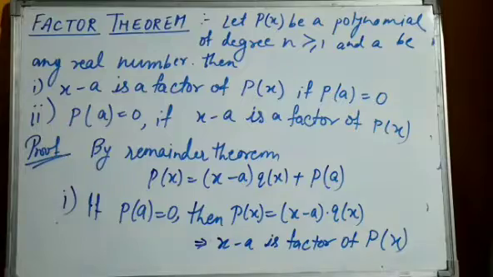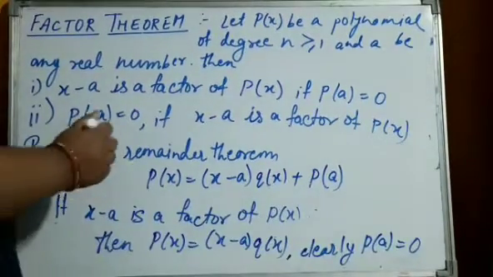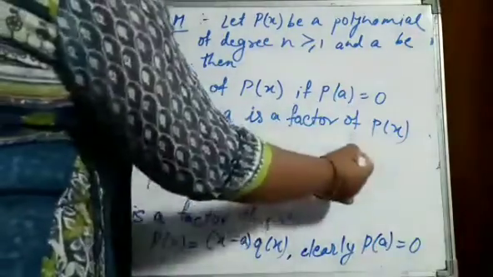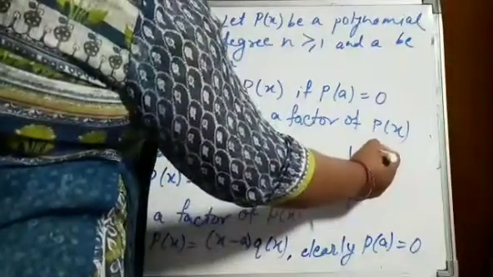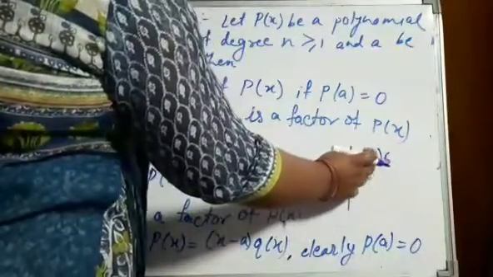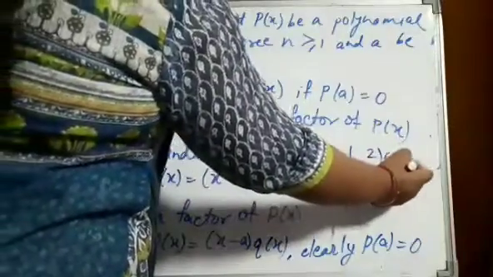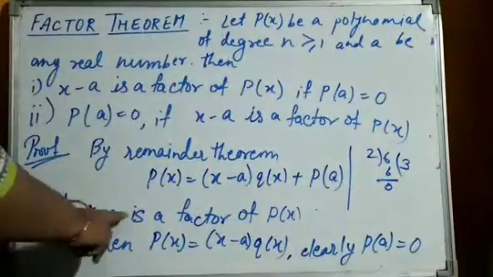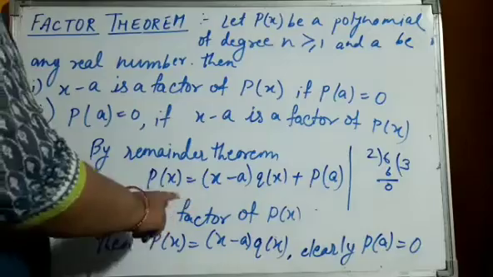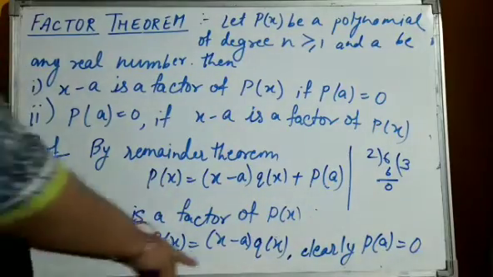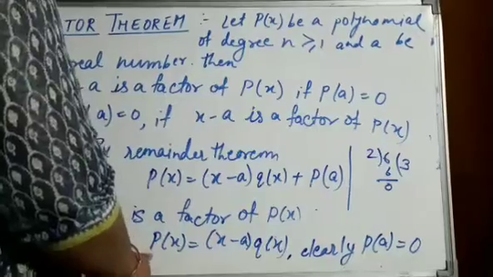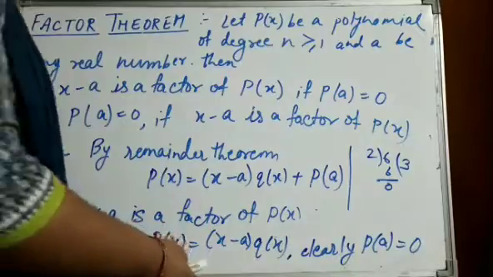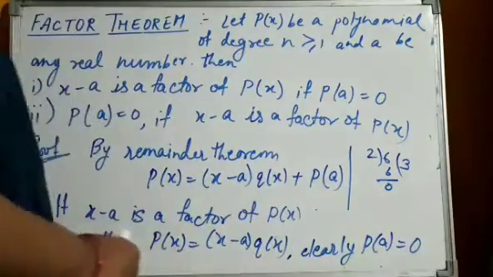Now you see the second part. The second part is P(a) equal to 0 if x minus a is a factor of P(x). I have given you one example. Suppose 6 is divided by 2. Because one of the factors of 6 is 2, 2 completely divides 6. If I divide 6 by 2, we get remainder 0. Similarly, if x minus a is a factor of P(x) and we divide P(x) by x minus a, we get a quotient Q(x), and we can write P(x) equal to (x minus a) into Q(x). In this case we will not get any remainder. So clearly P(a) will be 0.